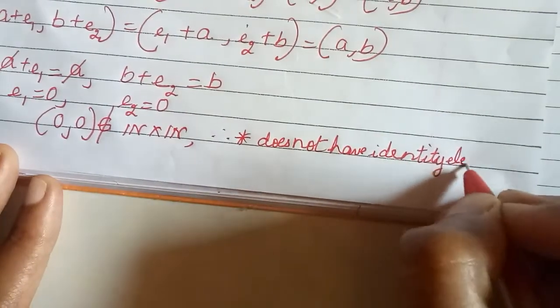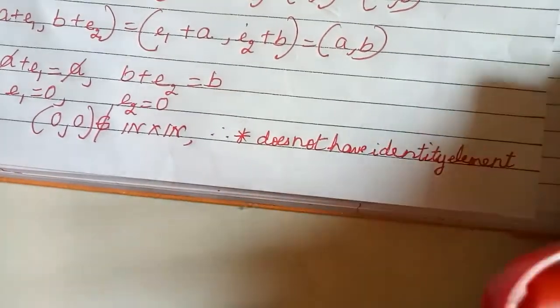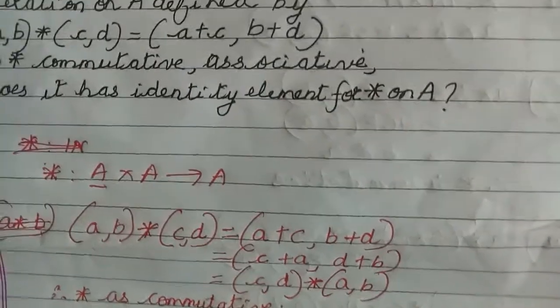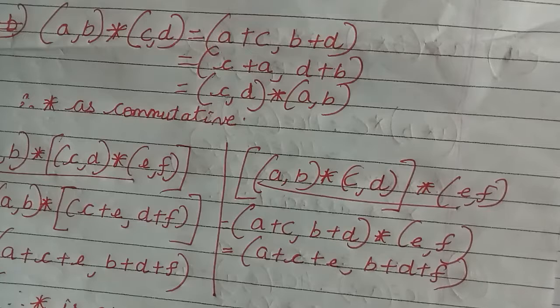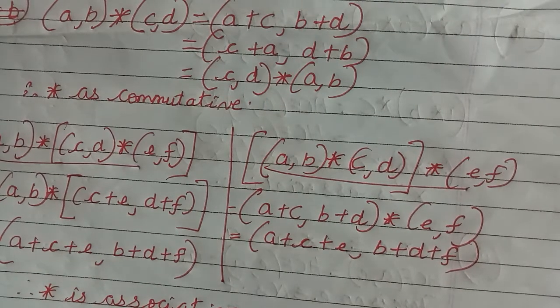Okay, children? So we were able to prove that this operation star is commutative, associative, but does not have an identity element. So there is no point in finding inverses for those elements.